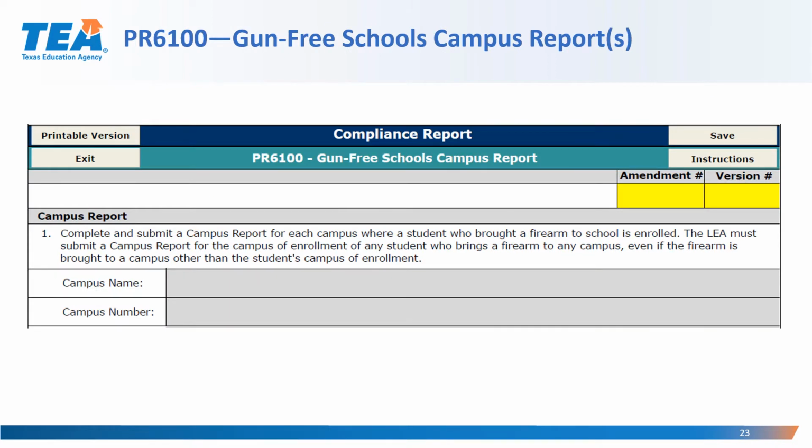Inside the campus report, the functionality buttons at the top work like on all the other reports, to get a printable version, to exit, to save, or to see instructions. The campus name and campus number will be pre-printed to correspond with the campus that the LEA selected from the drop-down list.